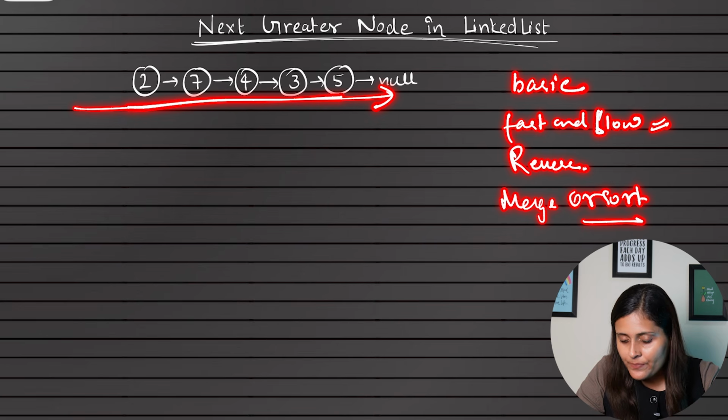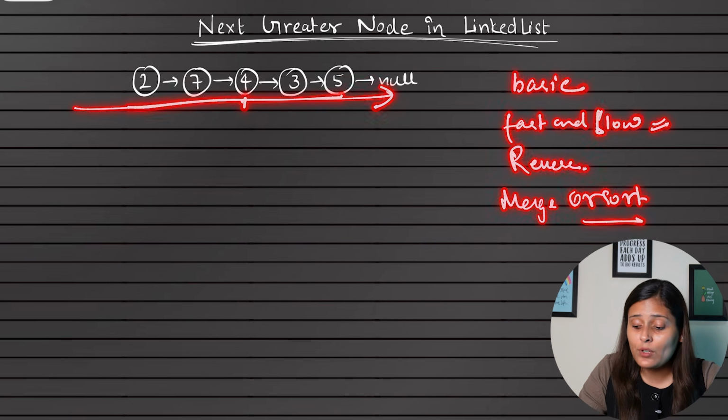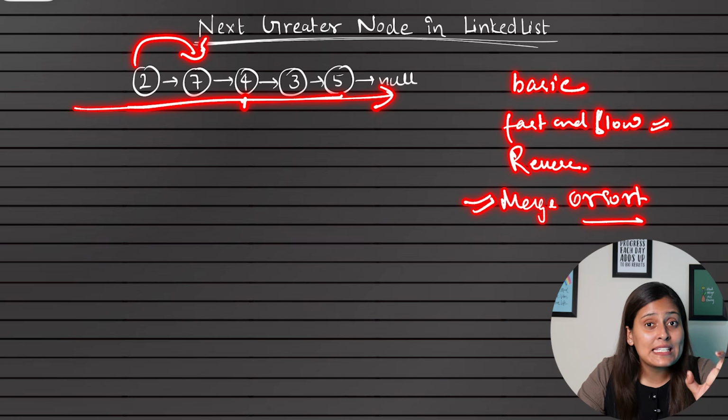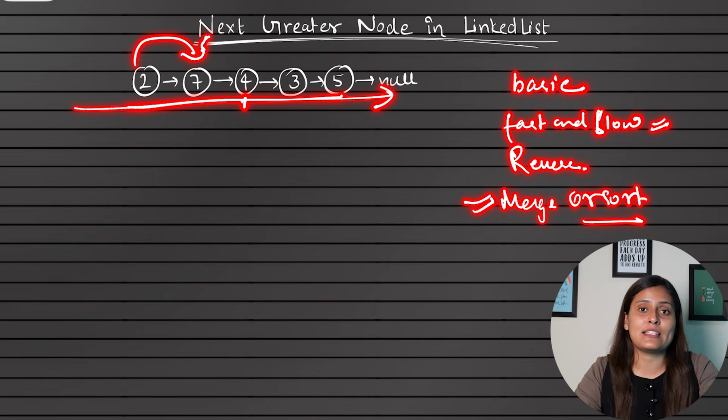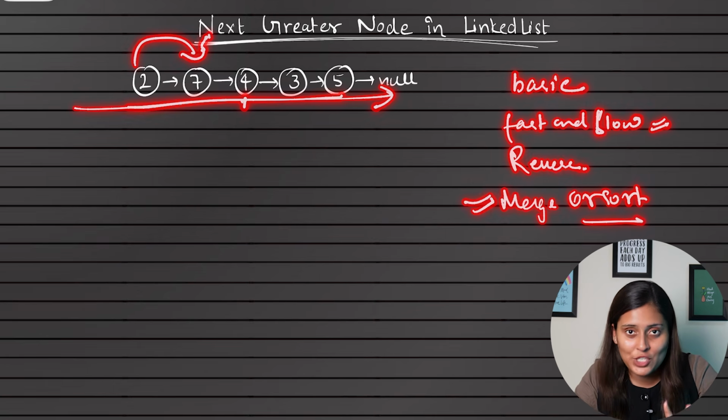We don't have to reverse. We don't have to find the middle. We don't have to merge or sort. No. We have to find the next greater. And by seeing next greater or next smaller, we can simply identify that it's about stack logic, because using stack is nothing but the optimized approach for such cases.